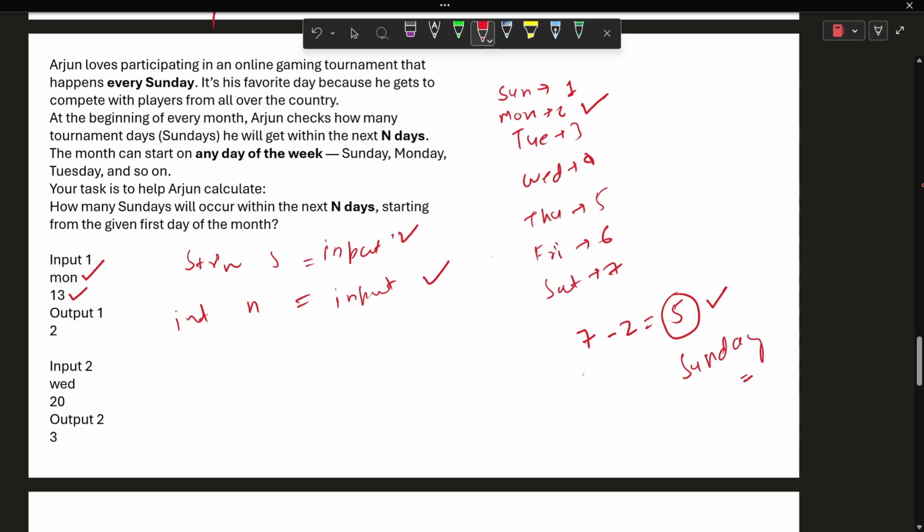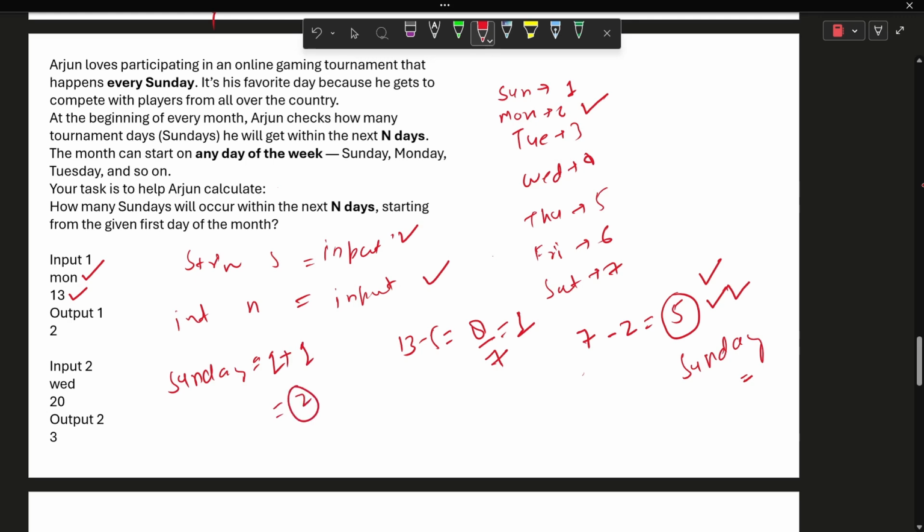So if we do 13 minus 5, it becomes 8. We remove the first Sunday from this and do Sunday plus plus. It means Sunday is now 1 because we already counted one Sunday from this 13. Now the total days remaining is 8. If we divide by 7, what does it become? 8 divided by 7, the answer is 1. We add it to 1, like 1 plus 1, 2.